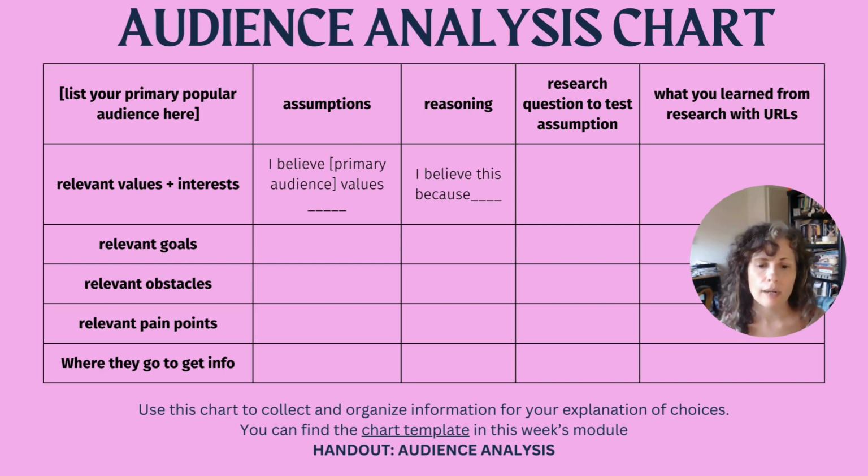I'll explain the chart, and then the next couple of slides are actually geared towards helping them start to fill out this chart. So this is the audience analysis chart. I'm happy to share this out with anybody if anyone is interested, but they list their primary popular audience. Then they list assumptions that they have about relevant values and interests, relevant goals, relevant obstacles, relevant pain points, and where they go to get their information, or where they think their audience goes to get information.